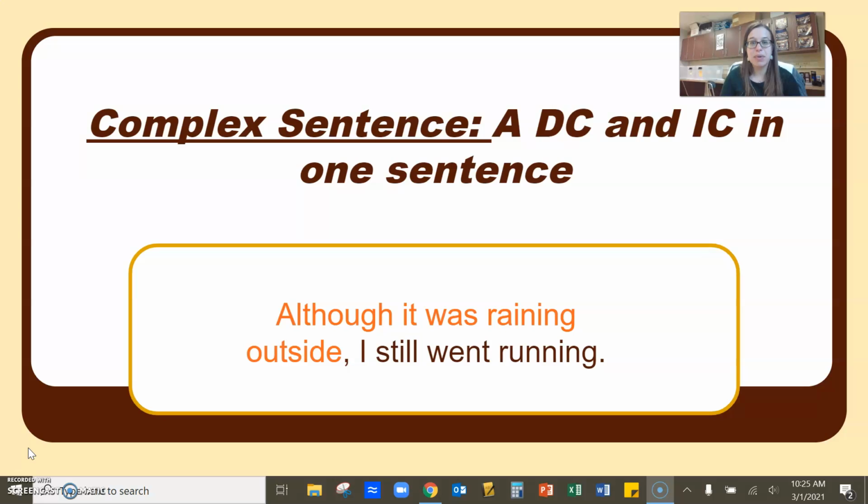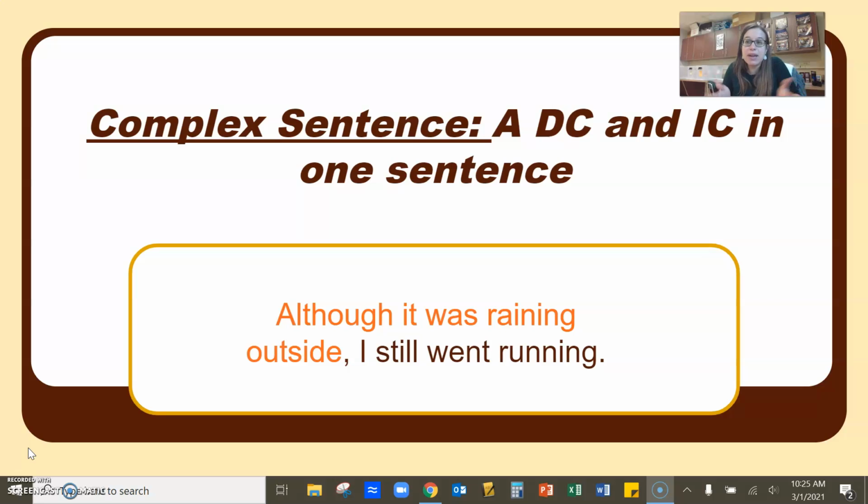So let's look at this example here. Although it was raining outside, comma, I still went running. So this sentence is a complex sentence, and it has a dependent clause and an independent clause in it. So you want to look and see which is the dependent, which is the independent. So in this sentence, the orange is the dependent clause. Although it was raining outside is our dependent clause. The I still went running, the part in brownish black color, is our independent clause.